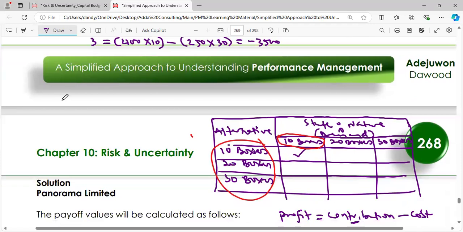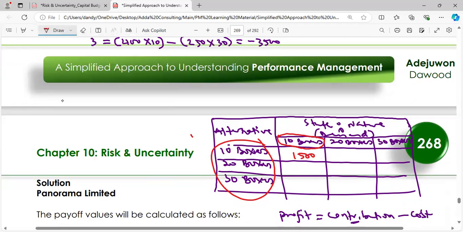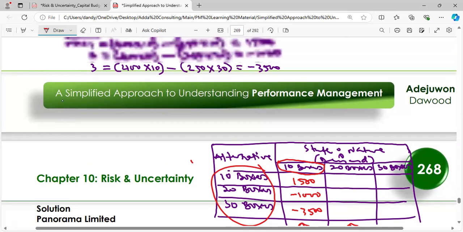So I will then come here. Let me change the color to red. I will then say 1,500, minus 1,000, then minus 3,500. I will repeat the procedure again. This time around, I'm going to the second column because I'm done with the first column. So I will now multiply the second column, which is 20 boxes, with all the rows.